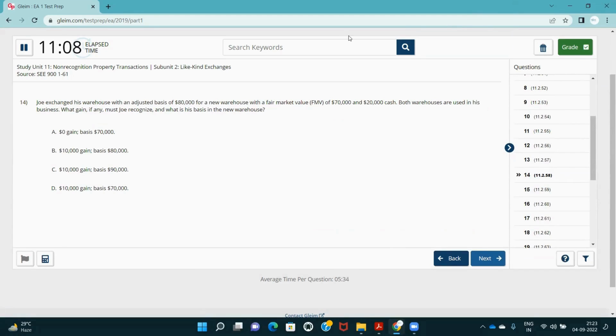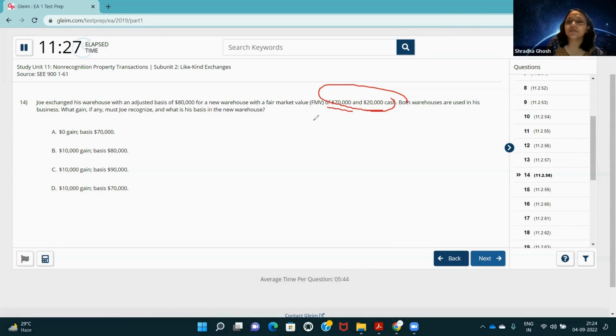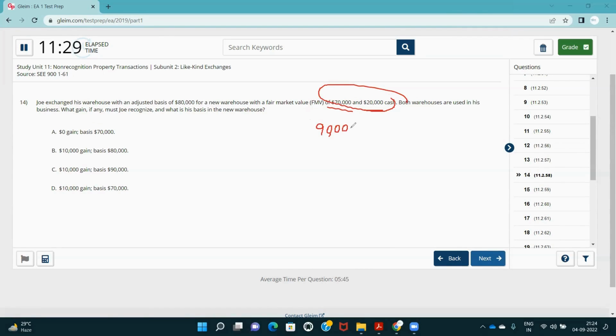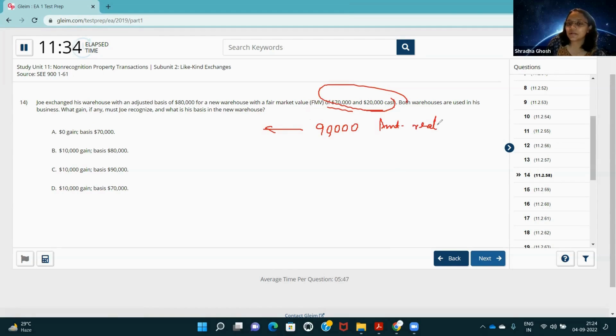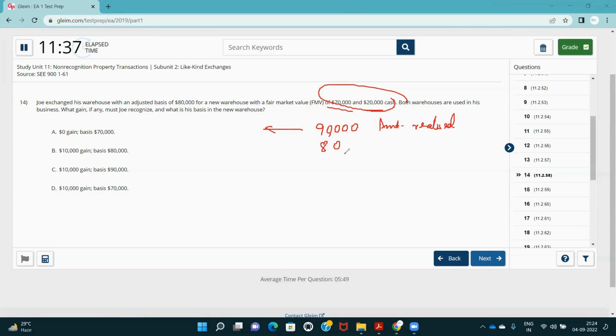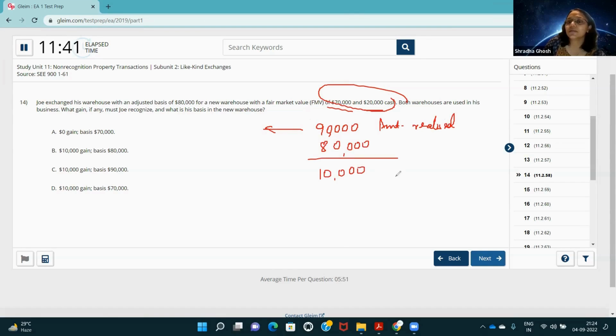What is the basis in the new warehouse? J exchanged his warehouse with an adjusted basis of 80,000 for a new warehouse with a fair market value of 70,000 and 20,000 cash. Both warehouses are used. Basically, what is he receiving? Something worth 90,000. So basically, the amount realized is 90, right? Minus the asset given up, which is 80. So gain realized is 10,000.